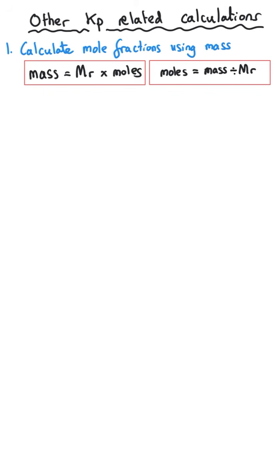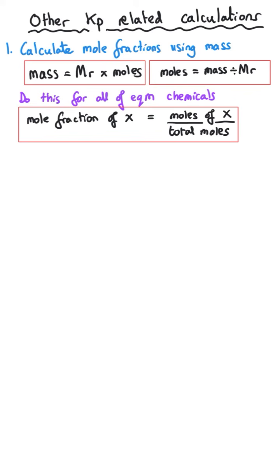Then we would have the moles of all of the chemicals at equilibrium, and then we could solve for the mole fraction by adding up to get that total, and each equilibrium moles divided by the total would get us the mole fraction.